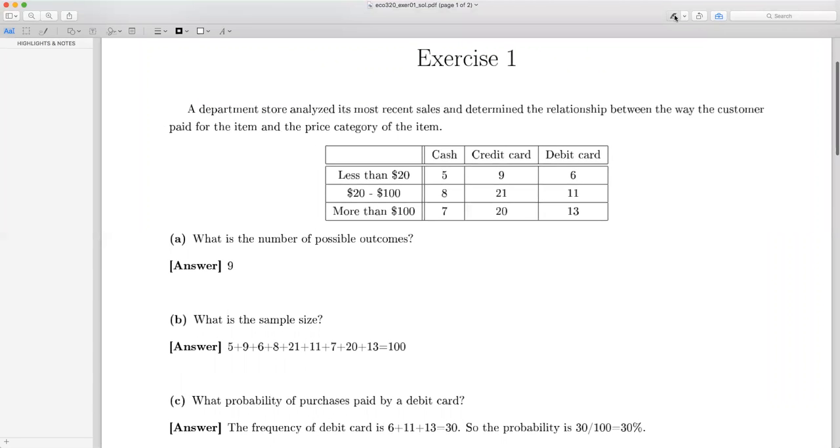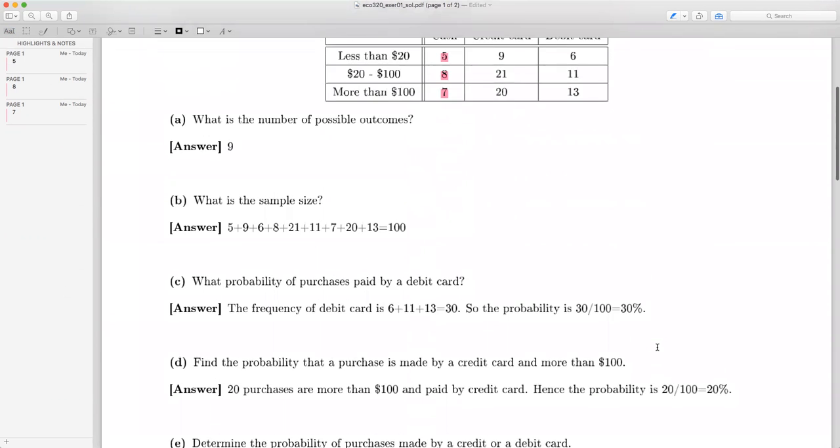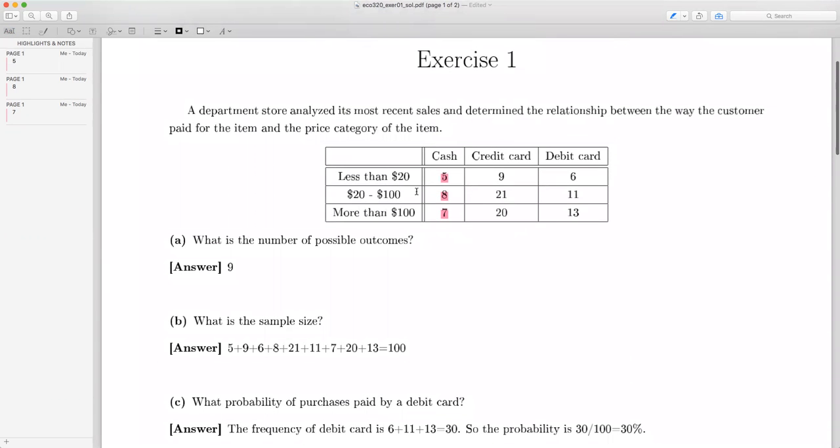I'm going to highlight. It's going to be 5, 8, 7, because those are all the purchases made by cash. Plus, what was that? More than 20. So what is more than 20? The 8 I don't include, because it's already included. Due to overlap, I don't include it. So 21, 11, 20, and 13. Those are the more than 20 and cash.